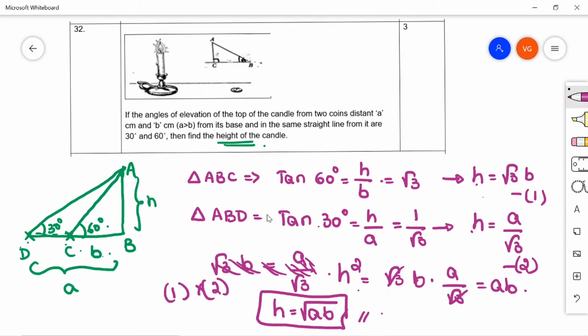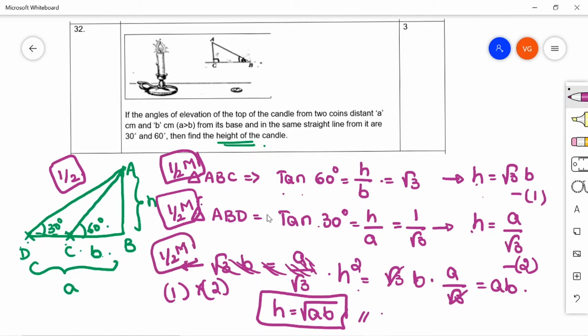Coming to the marking criteria, construction of this triangle, here you will get half mark. Then tan 60, from this you will get half mark for this step. Again half mark here, another step, right? So simplification and solving here, you will get half mark. Writing the final answer, you will get 1 mark, right? So this is how they have divided the 3 marks.